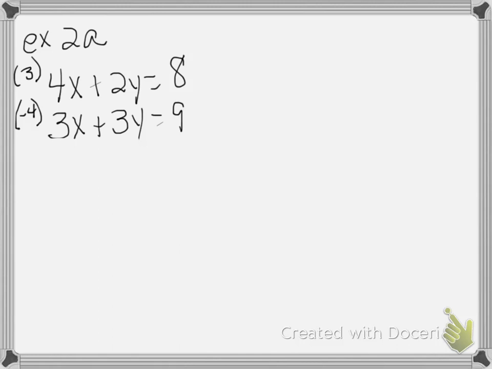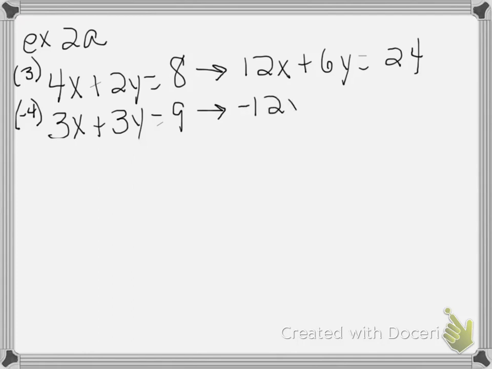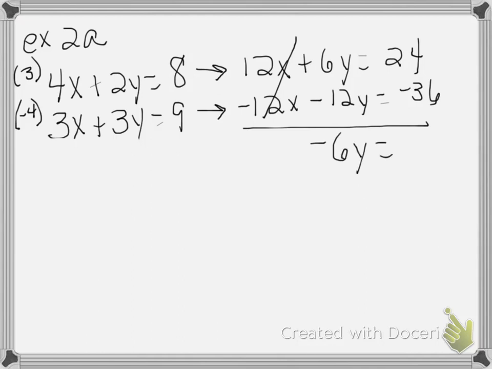So I'm going to multiply the first equation by 3, and I get 12x plus 6y is equal to 24. Multiply the second equation by a negative 4, and you get negative 12x minus 12y is equal to a negative 36. Now if you will notice, the x's now have opposite coefficients, so they go away. Now I'm ready to add. 6y and a negative 12y is a negative 6y is equal to a negative 12.